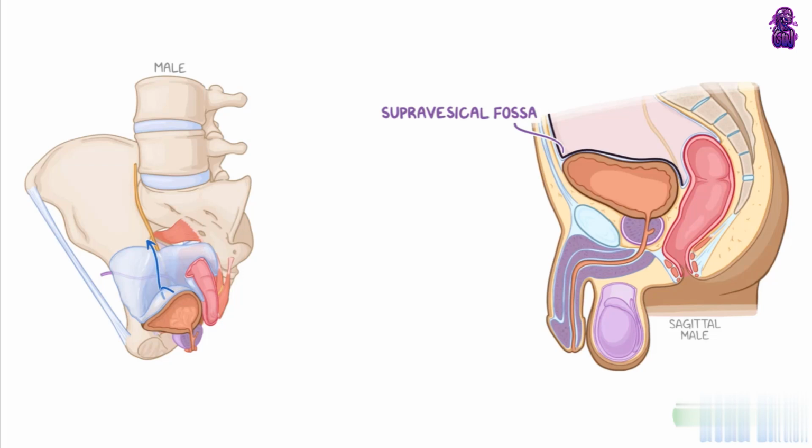Then, the peritoneum continues over the superior surface of the bladder and extends laterally to cover the lateral walls of the pelvic cavity. This creates a space on each side of the bladder called the paravesical fossa. To remember this, para means beside and vesicle means bladder. So these fossae are beside the bladder.